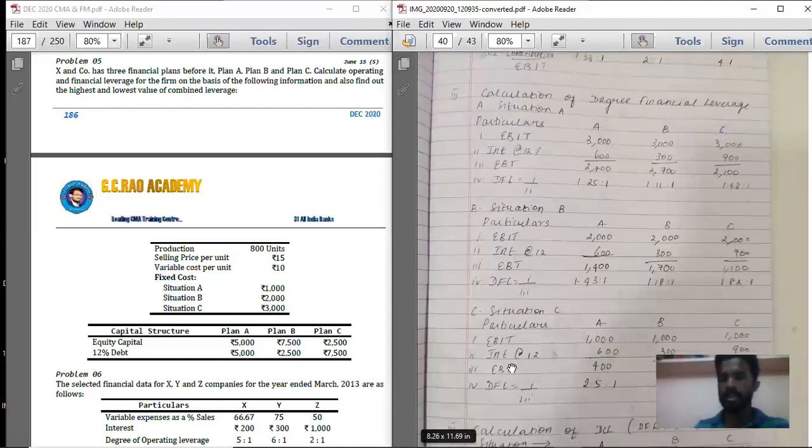And next is degree of financial leverage. Statement number 3. Below that, statement number 3, calculation of degree of financial leverage, within bracket DFL.